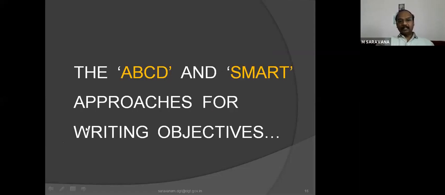Now let us see, these ABCD or SMART methods are not in our training methodology syllabus. We are using the SMART method, of course, but the ABCD method is not there, nor when it was introduced or who introduced it. But to know about these things is interesting, and that's why I would like to share it with you. There is a method called the ABCD method, and one more method is the SMART method.